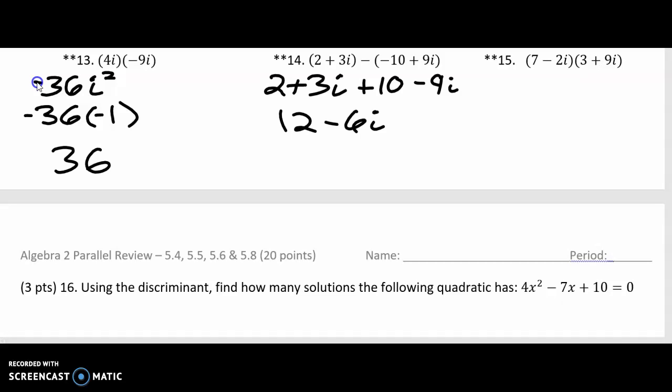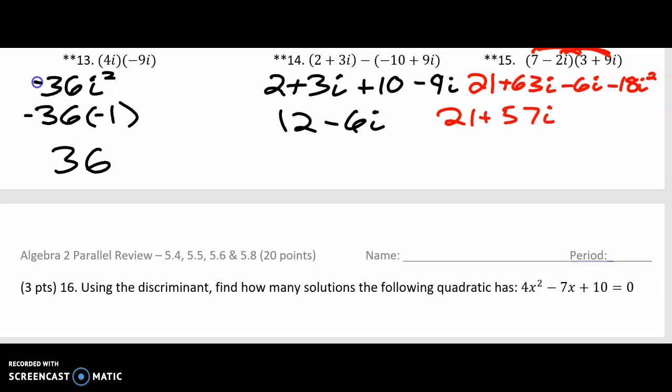Number 15 is a FOIL problem, so go ahead and distribute your numbers correctly here. So I would have 21 plus 63i minus 6i minus 18i squared. As I go through this, combine your like terms. So I have 21 plus 57i. Remember guys, i squared is equal to negative 1. So really this back half looks like this. So that would leave me with really this.